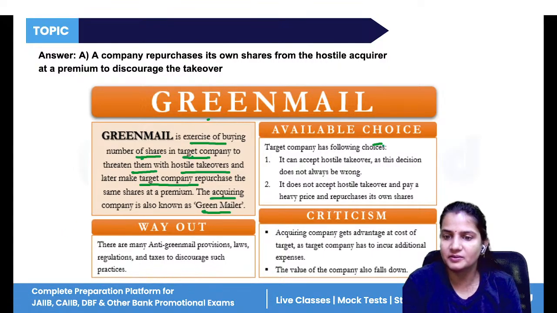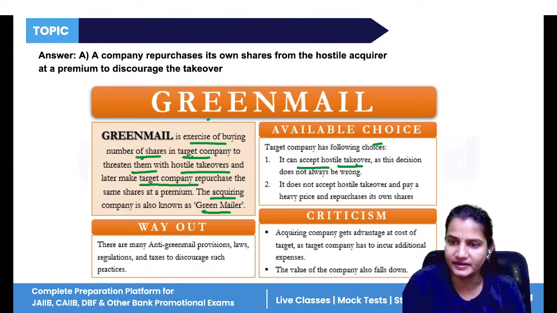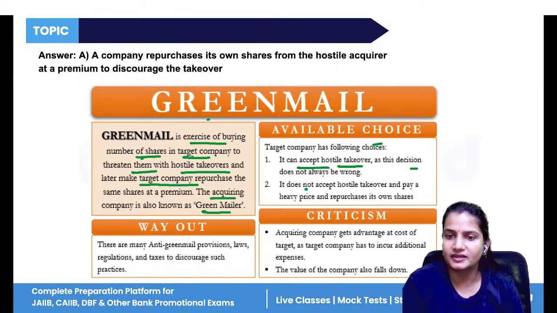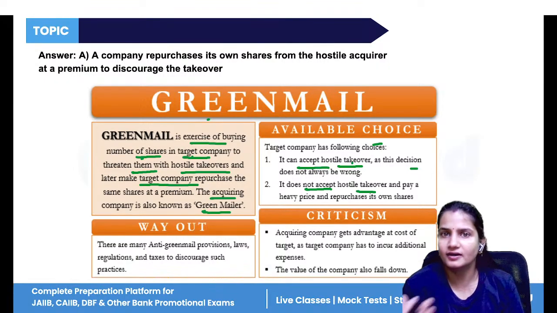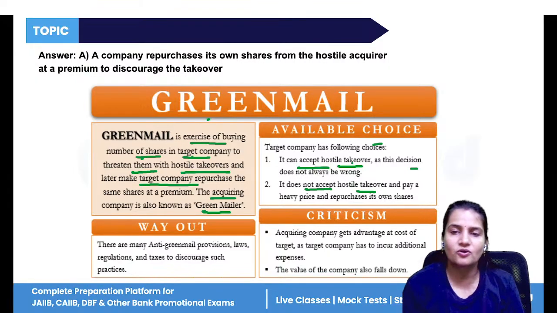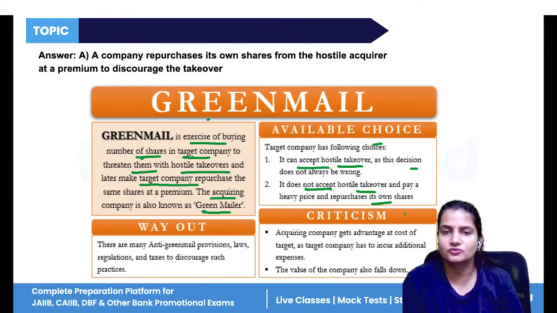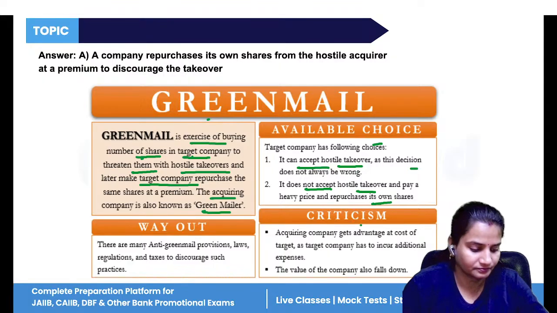So what are the available choices? It can accept the hostile takeover, or it does not accept the hostile takeover and pays a heavy price. So two options are available for the target company: either the target company is okay with this hostile takeover, or it repurchases its shares at a higher premium, or we can say the highest value, to repurchase its own shares. So this is an anti-takeover technique.